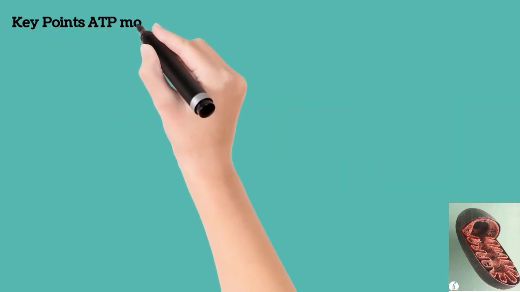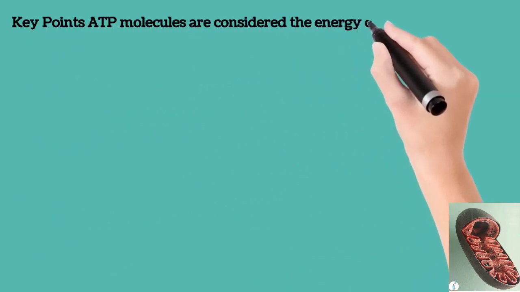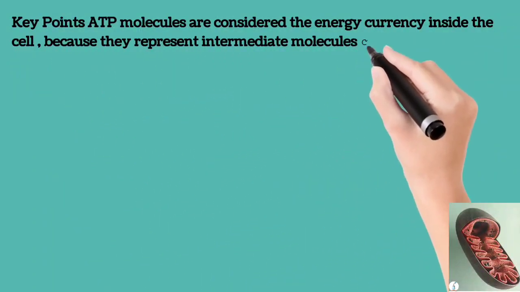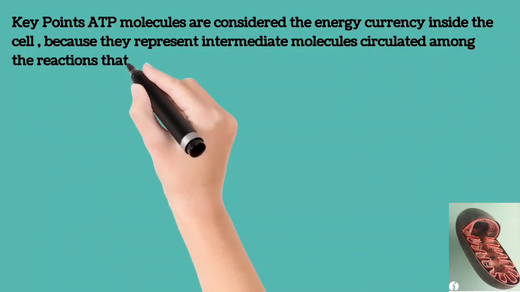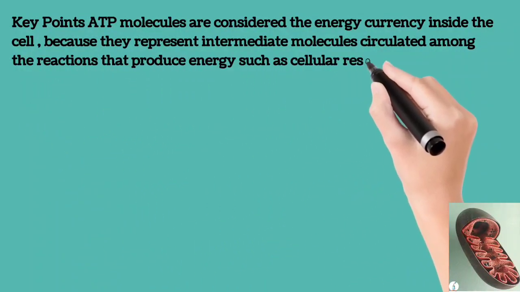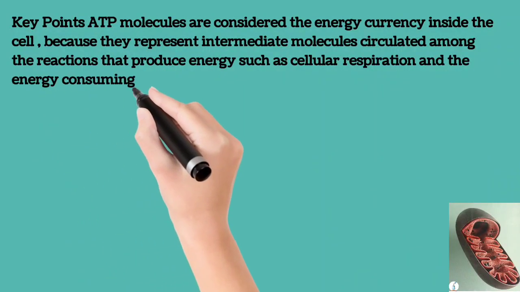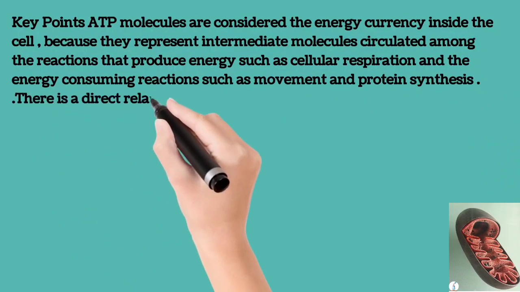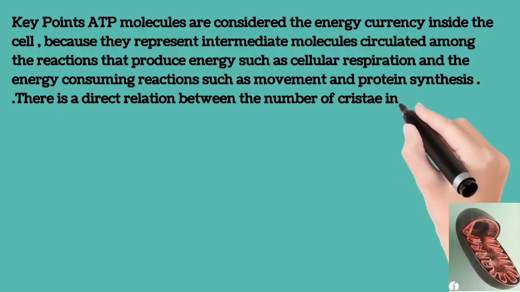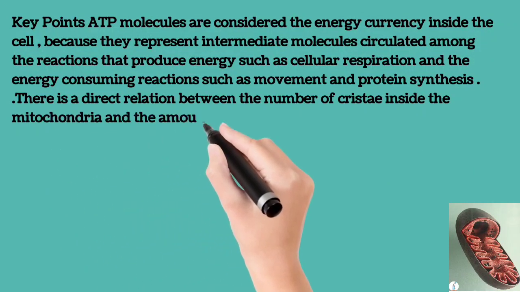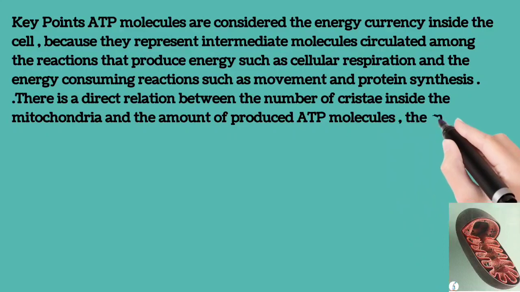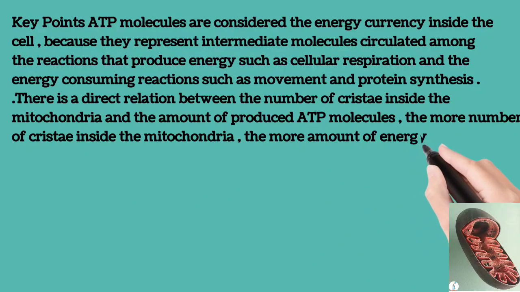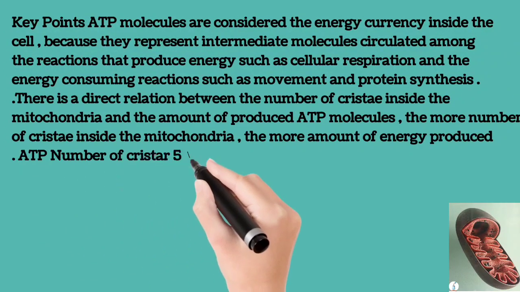Key points: ATP molecules are considered the energy currency inside the cell, because they represent intermediate molecules circulated among the reactions that produce energy such as cellular respiration and the energy-consuming reactions such as movement and protein synthesis. There is a direct relation between the number of cristae inside the mitochondria and the amount of produced ATP molecules. The more cristae inside the mitochondria, the more energy produced.